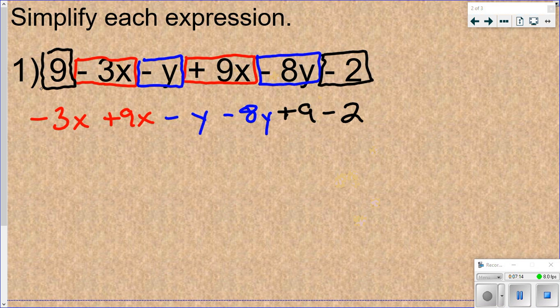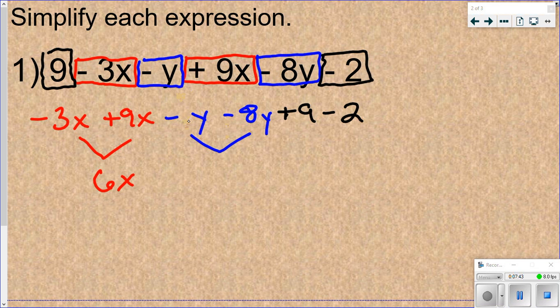Okay, so I've moved everything around. I put the x's first, then the y's, then the numbers. And the key thing, the most important thing here, is that the symbol in front of it has to go with it. And now I'm going to find the like terms. So I'm going to combine these x's or these apples together. So I have negative 3x plus 9x. That's positive 6x.